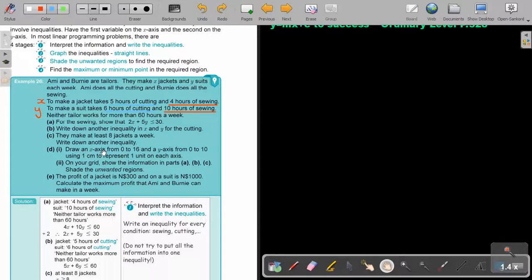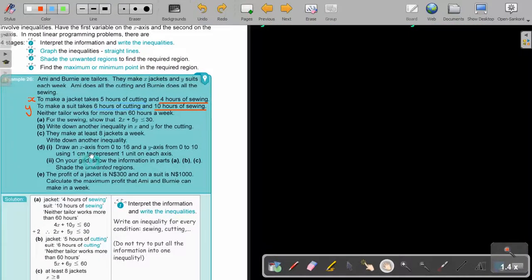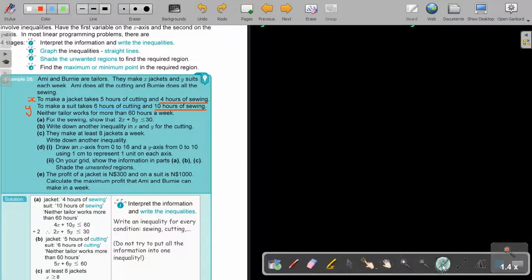And then draw an x-axis from 0 and a y-axis, using 1 centimeter to represent 1 on each axis. On the grid, show the information and shade the unwanted regions. And then the profit, and I just want to write it. We will look now on the next page. If a jacket is 300, so it's 300x plus 1000y. Okay, calculate the maximum profit that Amy and Bernie can make a week.